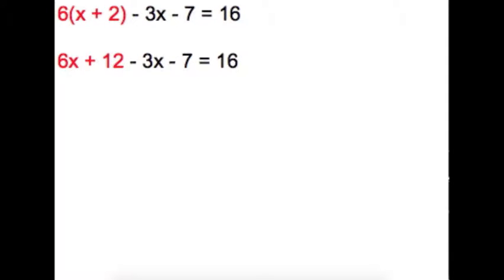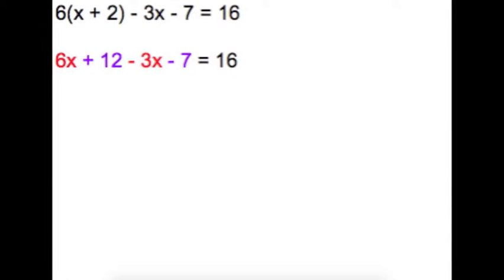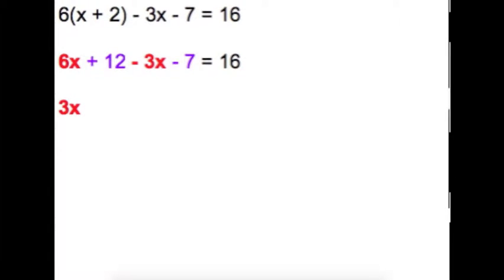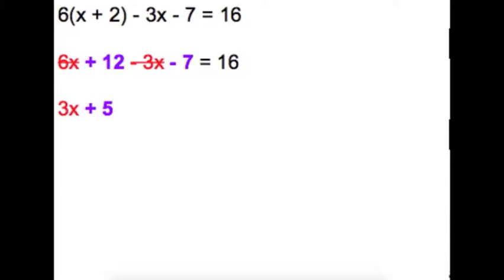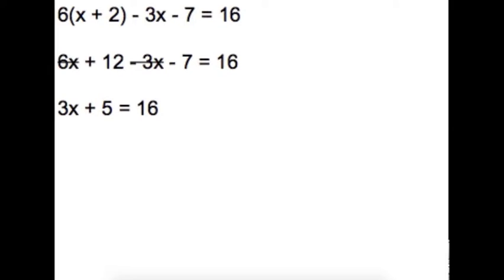Now we can bring the remainder of our equation down. We still see that the left side of the equation can be simplified further because there are like terms that can be combined. 6x and negative 3x are like terms, and 12 and negative 7 are like terms. Again, it's important to recognize the operation sign before the term to understand what the value of that term is. Combining 6x and negative 3x, we get 3x. Combining positive 12 and negative 7, we get positive 5. So, once simplified, we have 3x plus 5 equals 16.